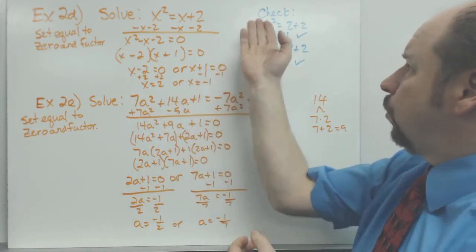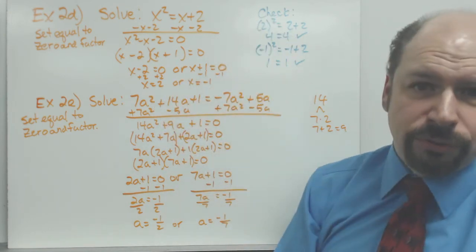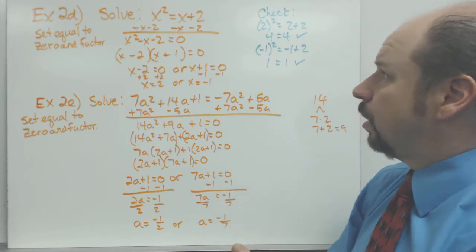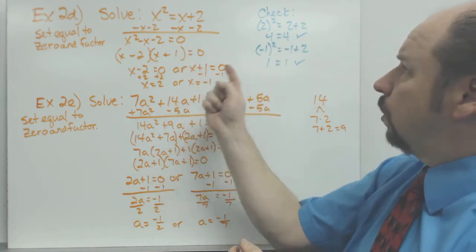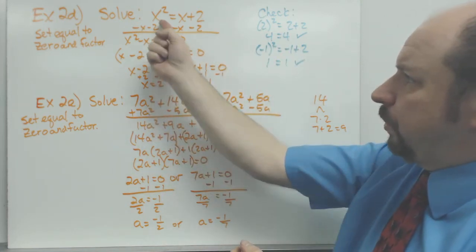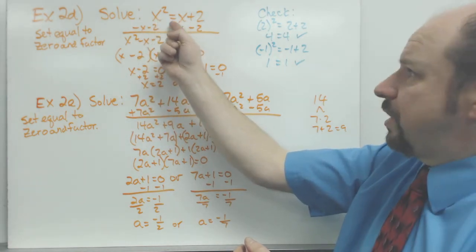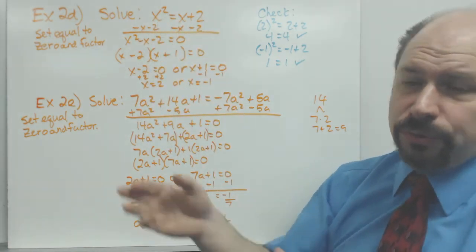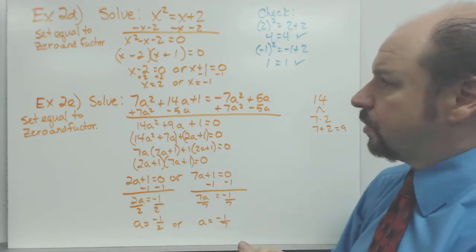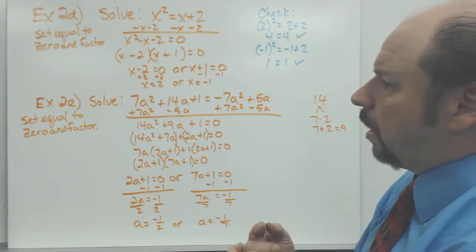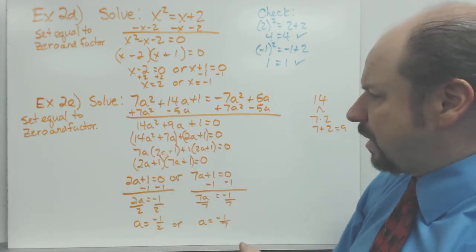You can check both of those, and I've done that check over here for you, but it does work once again. And what I did is I put, for example, 2 into the original equation. 2 squared is equal to 2 plus 2. 2 squared is 4. 2 plus 2 is 4, so it works. Okay. Last example, I saved the hardest one for last.